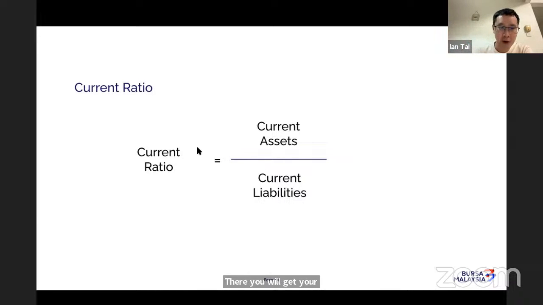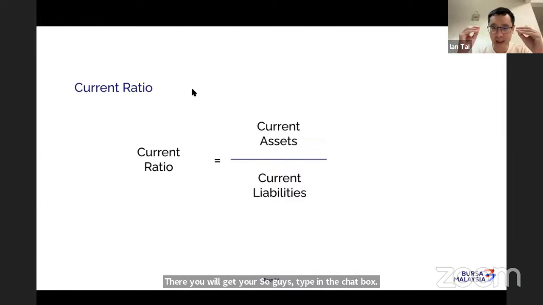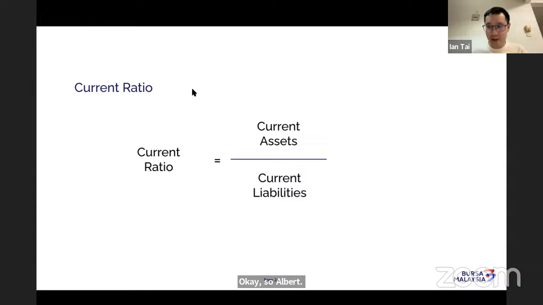So guys, type in the chat box. Where on earth do you get a stock's current asset and current liability? Where do you find this information? Type in the chat box if you know. See whether or not you are well versed with this. Okay, so Albert says BS. It stands for balance sheet. Correct. It's a balance sheet, the statement of financial position. Yes, that is actually where you get this kind of information. Very good.